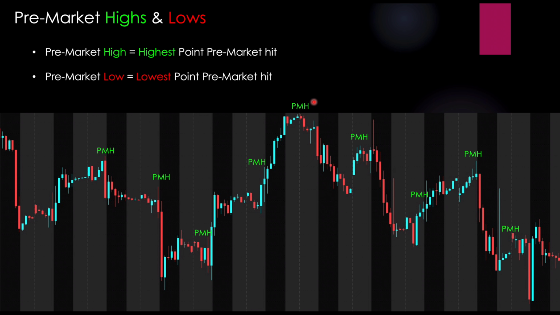It's very simple, but I have right here charted out already all the pre-market highs, guys. This is the highest the pre-market hit, highest pre-market hit, and it's very self-explanatory. Pre-market low is just the lowest the pre-market hit, which is the same thing. Many times traders like to take calls, which I myself like to do too. When we break pre-market high, I take calls. If we break pre-market low, I take puts.